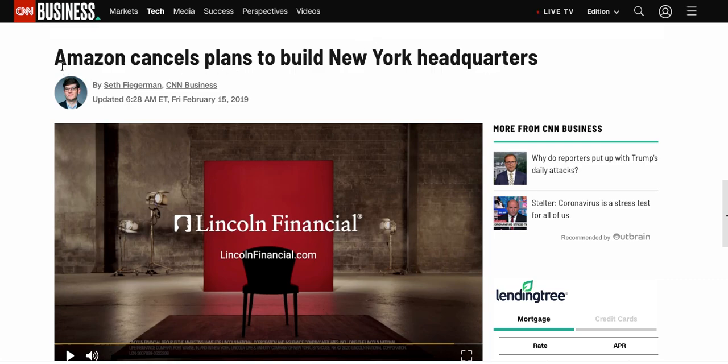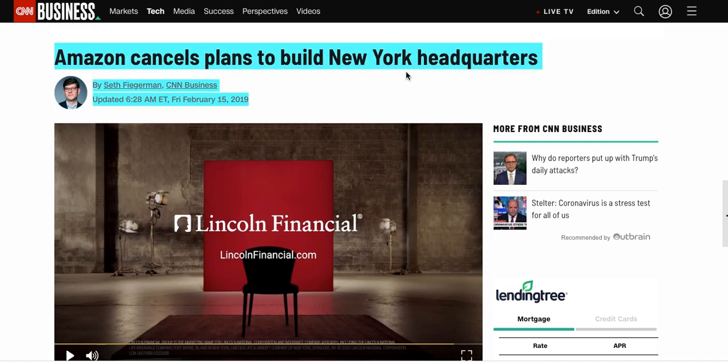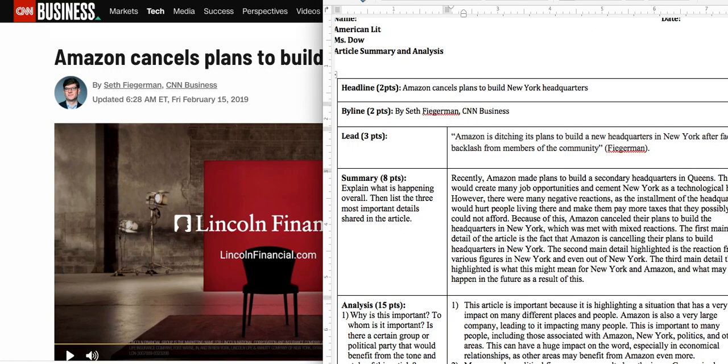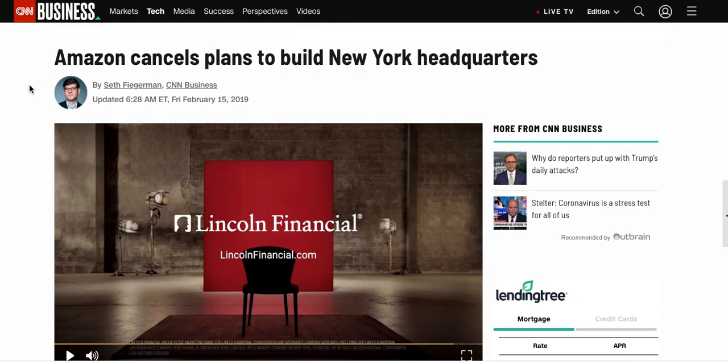With a headline, you want to notice it's written in sentence case, right? With titles, we're so used to capitalizing all the main words, but please notice that this is sentence case. So Amazon cancels plans to build New York headquarters is written like a sentence, and the way that we write it in our sample is just like it's written on the article title. Okay. All right, the byline is this here.